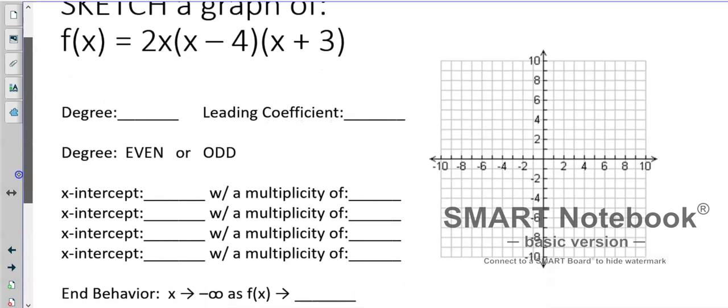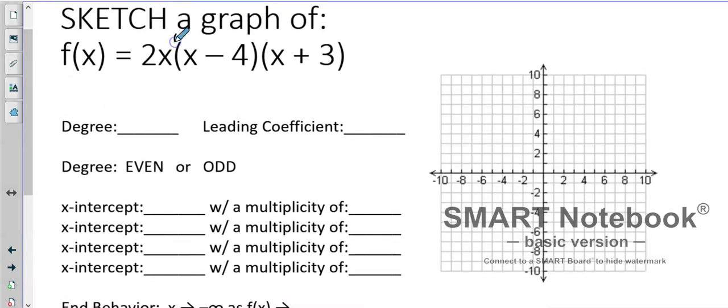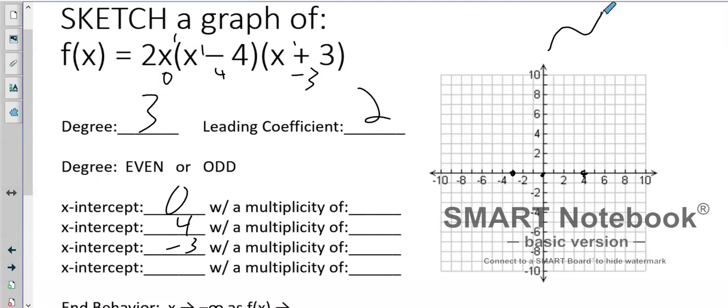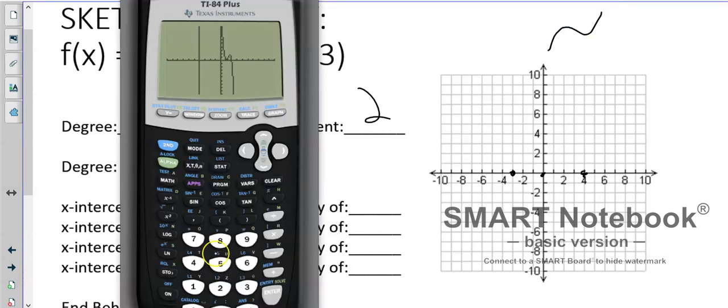Okay. Sketch the graph. The degree, 1, 2, 3. So this is going to be a cubic. Lead coefficient is 2. Now my intercepts. When there's just an x by itself, there's no plus or minus, that's 0, that's 4, and that's negative 3. So 0, 4, negative 3. Now, this is a positive cubic, so it's going to have that general shape like that, but let's use our calculator.